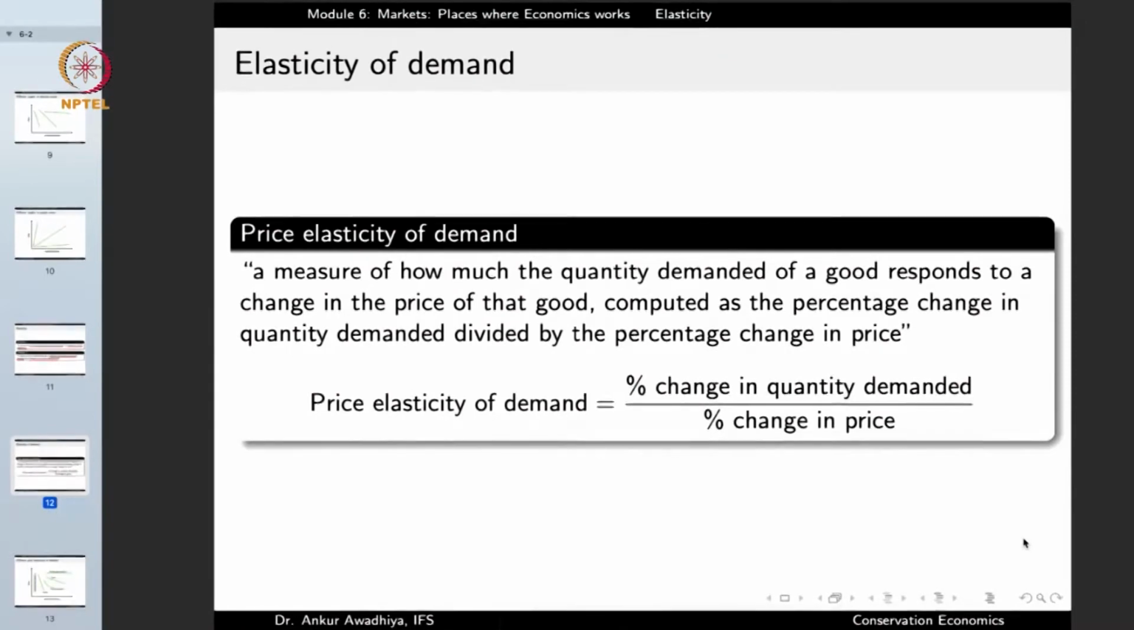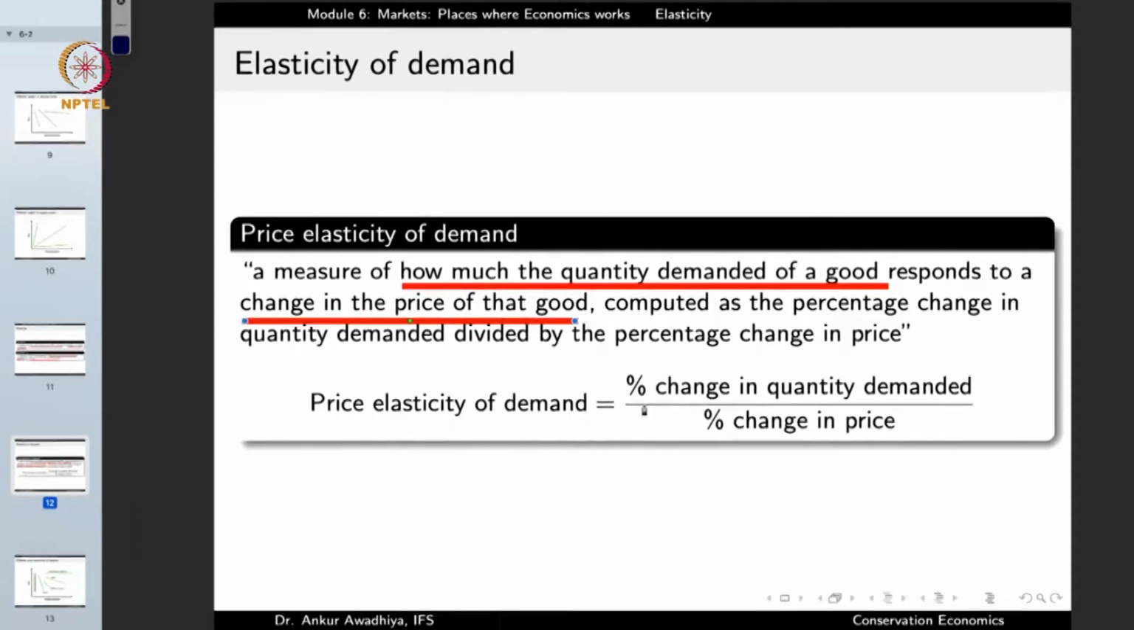So the price elasticity of demand can be defined as a measure of how much the quantity demanded of a good responds to a change in the price of that good. To remember it easily, you can always remember the example: how much the quantity demanded of rice responds to a change in the price of rice, and it is computed as the percentage change in quantity demanded divided by the percentage change in the price.